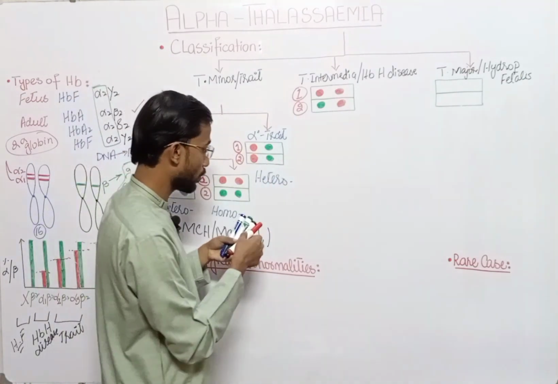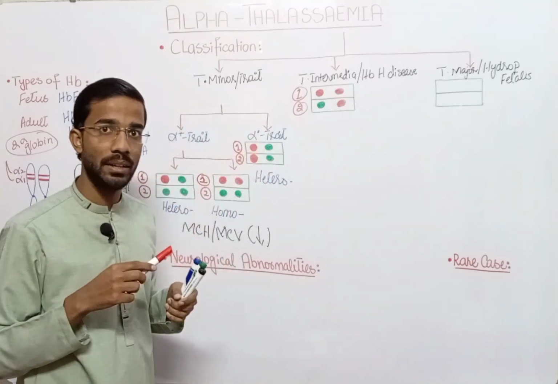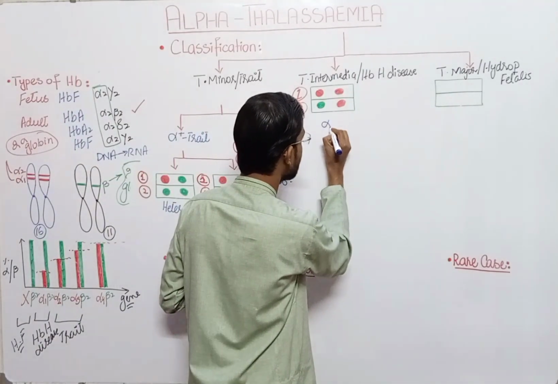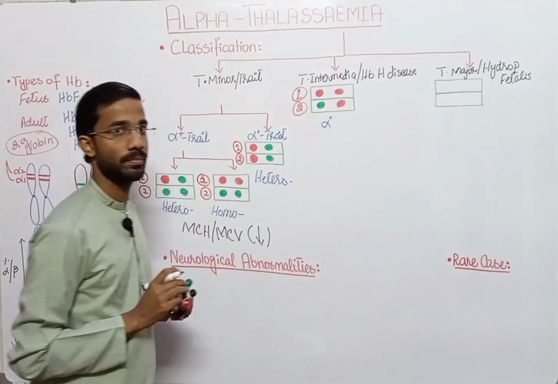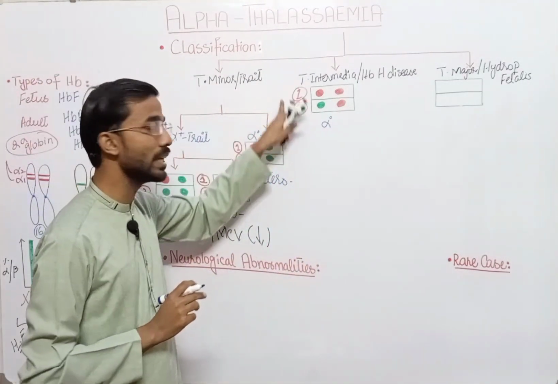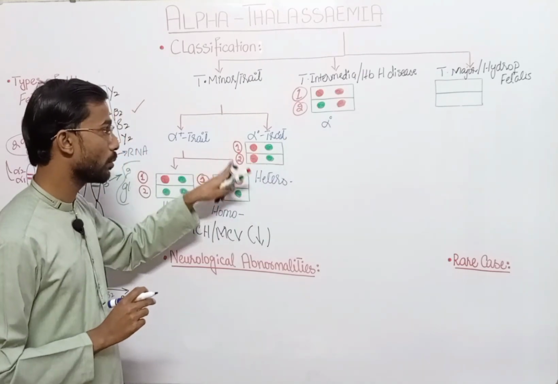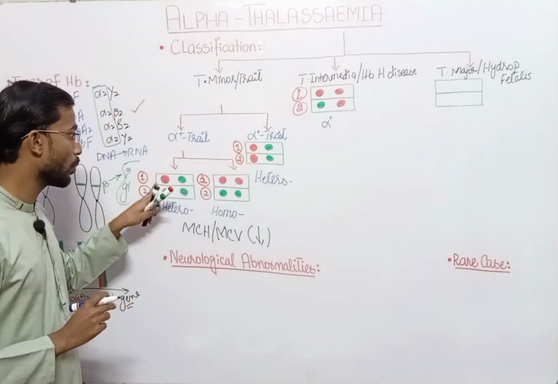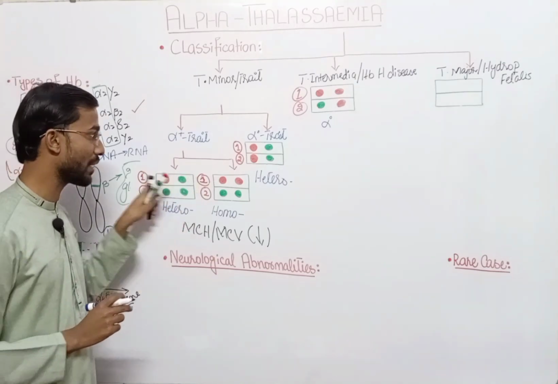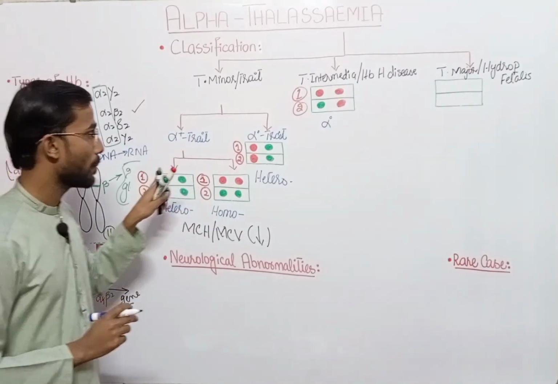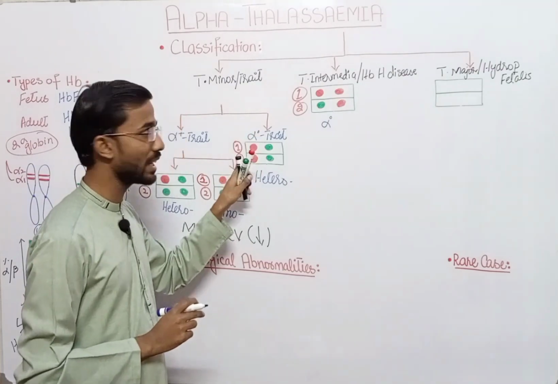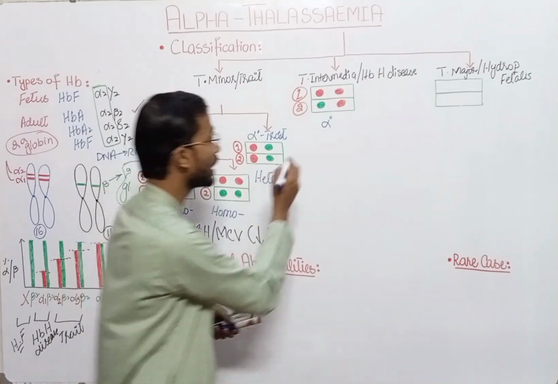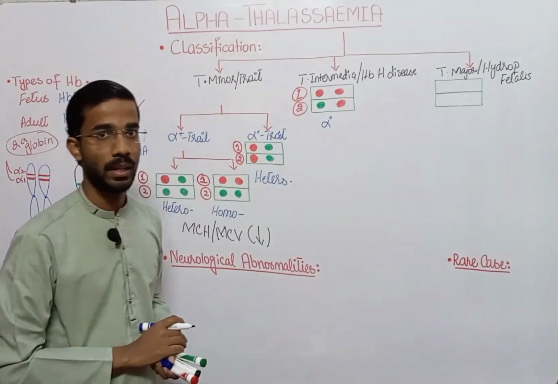And you see that both the genes are defective. So can we say that this is alpha nought? Because both genes are defective. And in the positive case, only one is defective. But in that situation, both the genes are defective here. So we call it alpha nought.